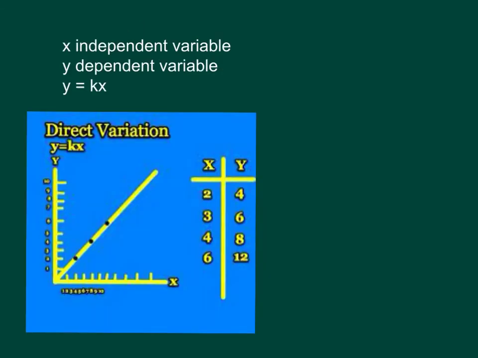In a direct variation, there is a number that you can multiply the x value by to get the y value, and it must be the same number each time. It would be the same factor. In the equation for direct variation, that factor is represented by the letter k, a constant factor.